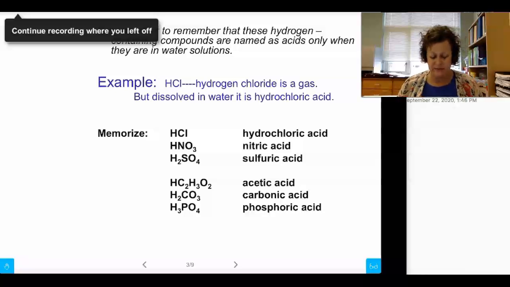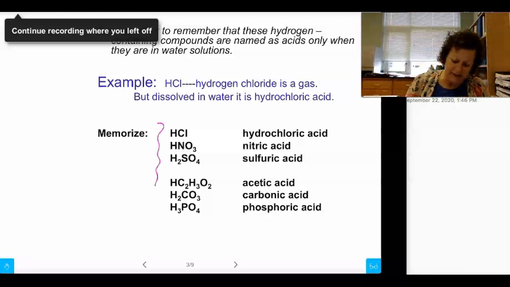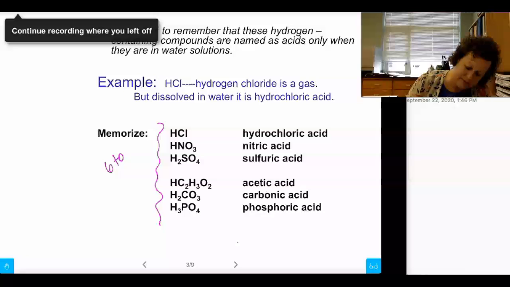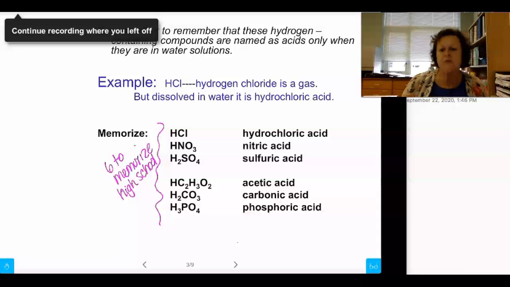All right. The bottom 3 here are the 6 acids that you should memorize. These are the ones we would use in lab if we were not in the COVID environment. But these are the ones that you would use on the test.